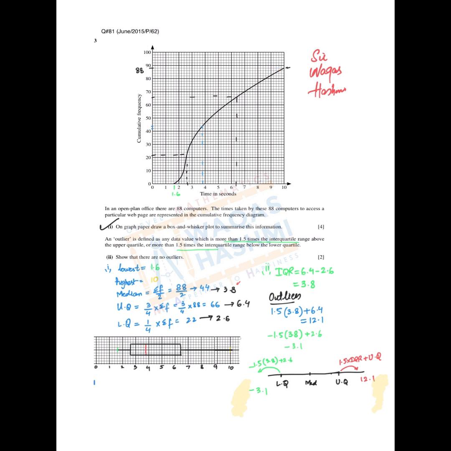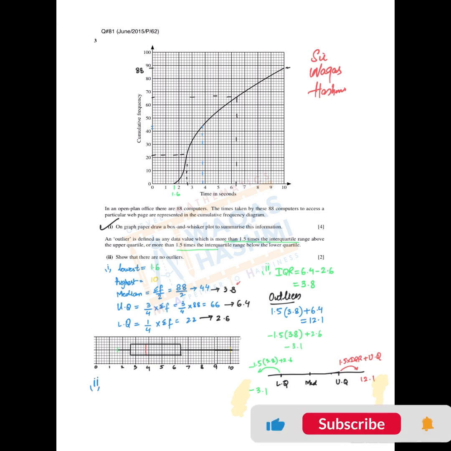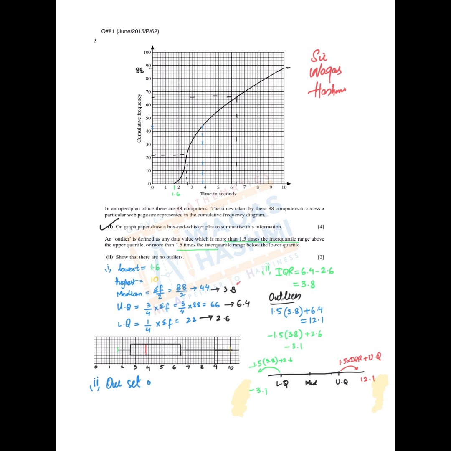So for the second part, I can write down the statement that our set of values lies between 1.6 and 10. So there are no outliers. Outliers lie in this portion which I have shaded here.